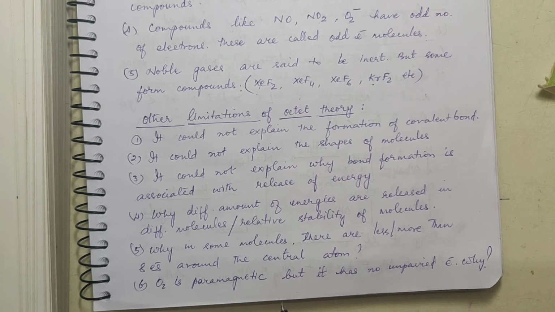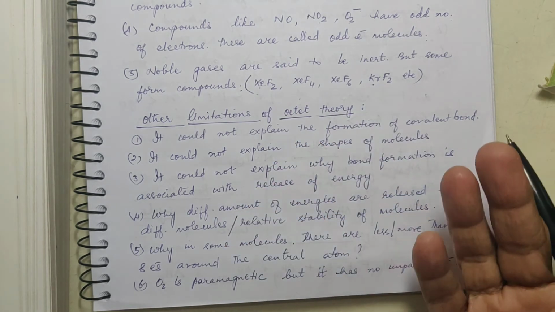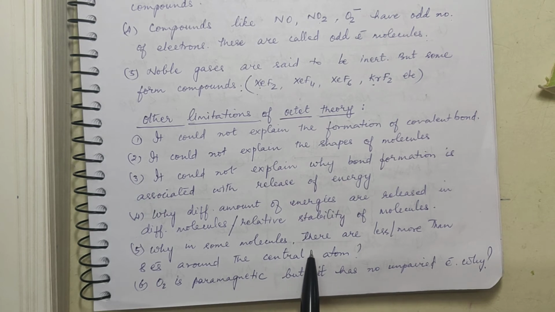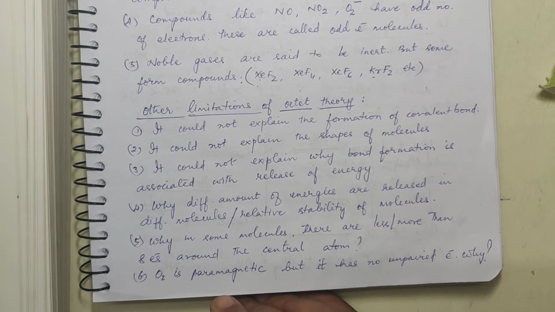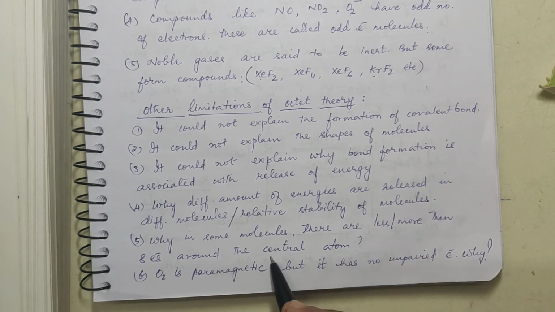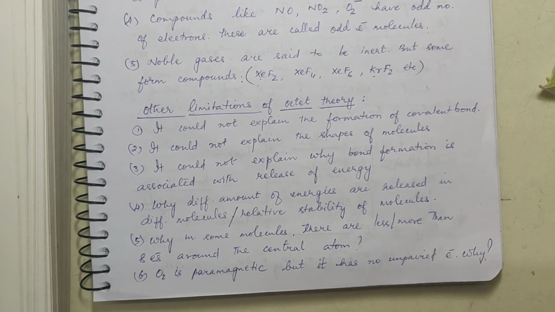Then say a single bond is formed, then why is the same amount of energy not released? Why are different energies released? That is also not given. Then why in some molecules there are less number of electrons, in some there are more number of electrons, more than 8, isn't it? Around the central atom, you call it electron rich molecules. Why do they exist? No, nobody knows.